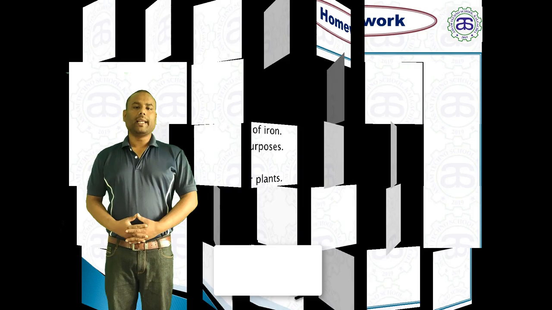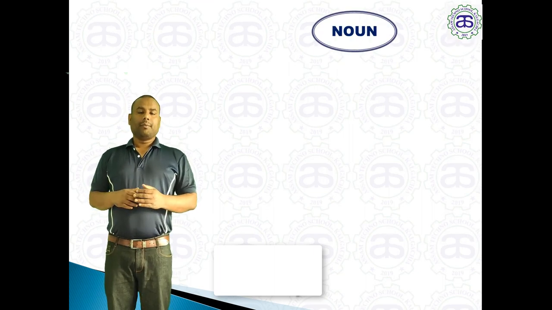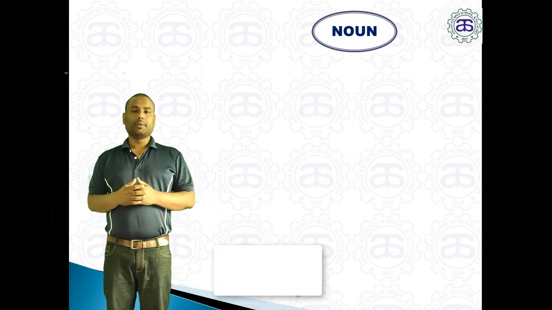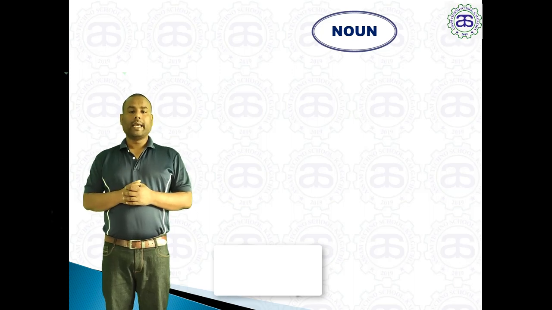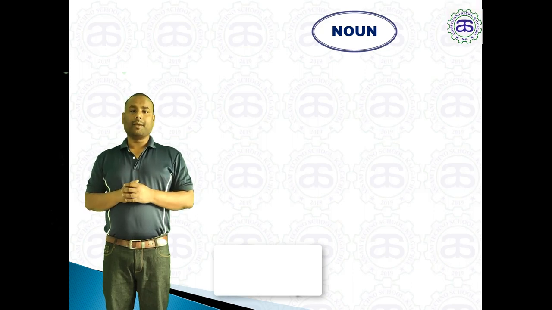Now let us move to another two types of noun, and those are countable noun and uncountable noun. Before we understand what is countable noun and what is uncountable noun, let us have a look at the complete tree diagram or tree of noun and its types.